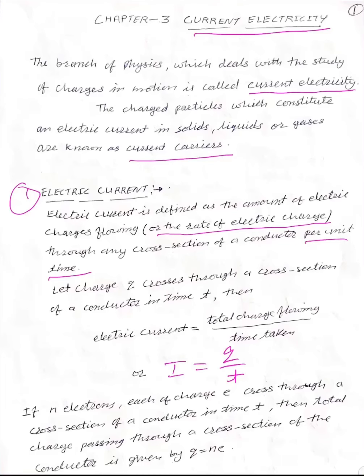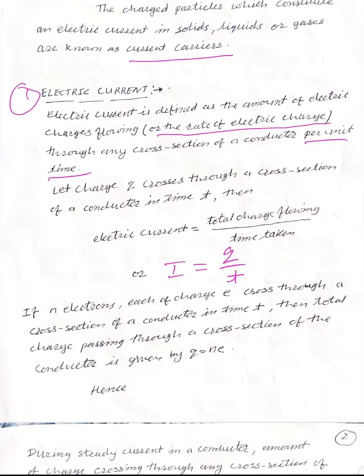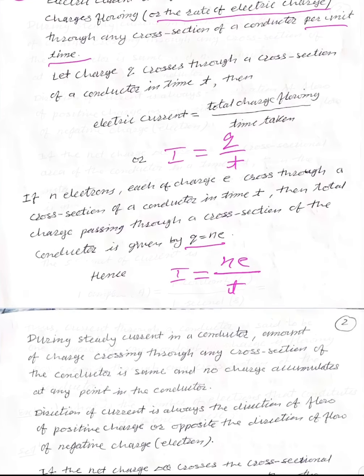If n electrons, each of charge e, cross a cross section of a conductor in time t, then the total charge passing through a cross section of the conductor is given by Q = ne. Hence, I = ne/t.